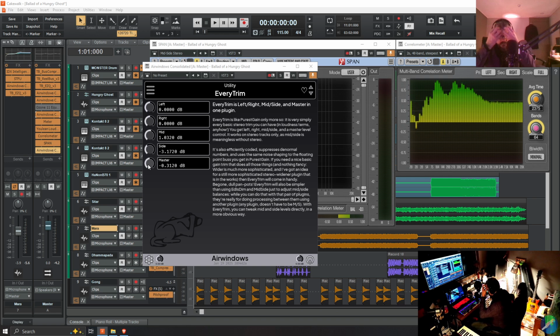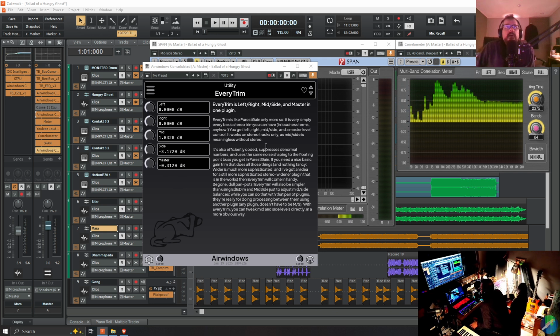Now, don't ask me why I did this the way I did. I don't have a good explanation. But I ended up with mids up 1.0320 dB, sides down minus 3.1720 dB, and master minus. See, this was in an effort to get it back to minus 14 LUFS. I know that probably master should be at 0 and these mid and side should be further adjusted accordingly, but whatever. Okay? It works for now.